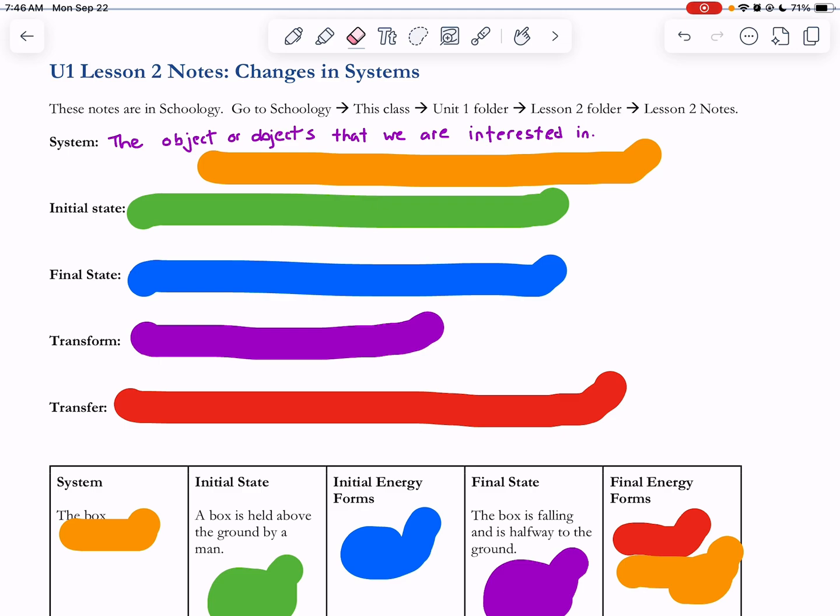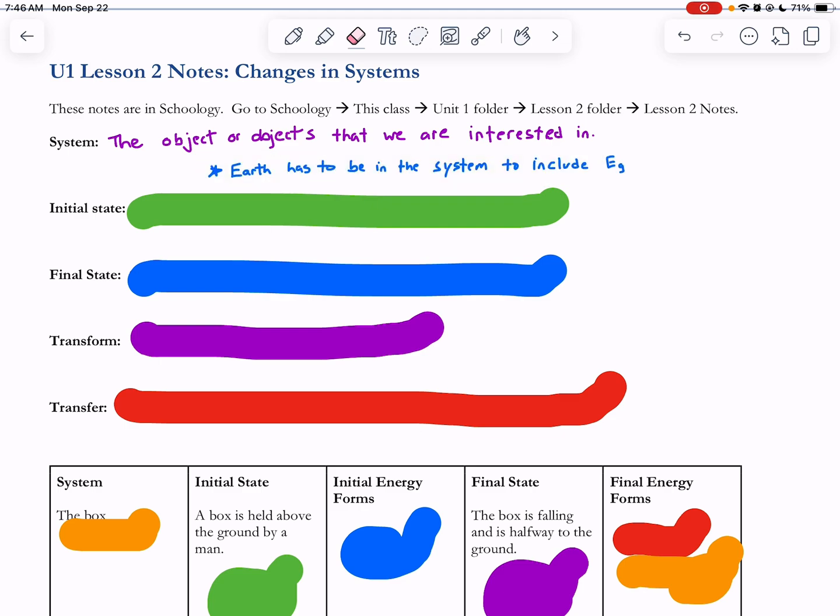Okay, so one thing to note that I'm going to write down here is that in order for us to talk about gravitational potential energy, Earth has to be in our system. Because if we're going to be talking about an object being up, well, it has to be up relative to something, right? And so that something has to be part of our system.